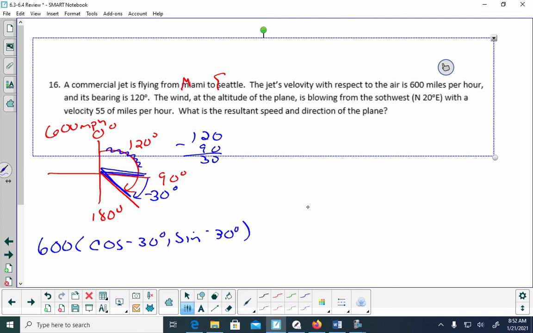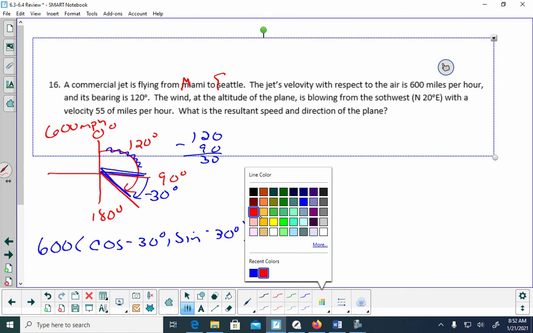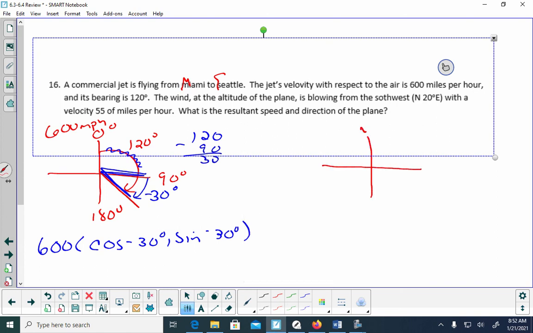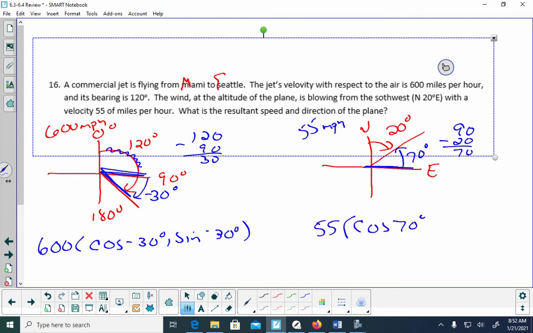Let's do the wind. The wind is blowing from the southwest northeast 20 degrees. So this is going to be 20 degrees, which means that my trig angle is going to be from this being my positive x-axis up. So I'm going to take 90 minus 20 and get 70. So this is going to be 70 degrees, and it's going to be a positive 70 degrees because I'm going in the positive direction for trig. And it's going 55 miles per hour. So to find the component form of the wind, I'm going to take 55 times the cosine of 70 degrees, sine of 70 degrees. Now, since the plane and the wind are working together, I'm going to add these two.